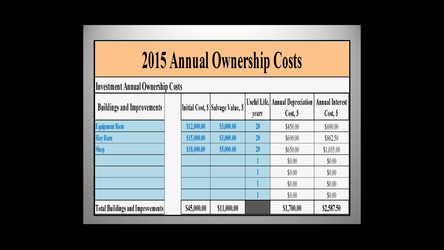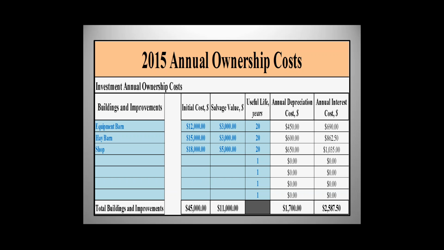The next worksheet is our 2015 annual ownership costs. Now, our 2015 annual ownership costs are going to include our annual costs of capital assets, such as breeding bulls that you purchase, capital farm improvements like fences, corrals, wells, buildings, machinery, equipment, our facilities, and the many other assets that we use for our cow-calf operations.